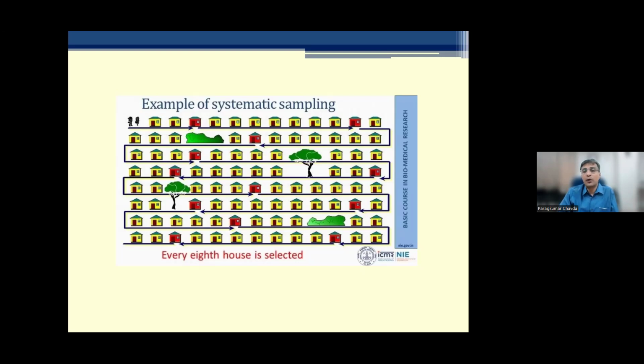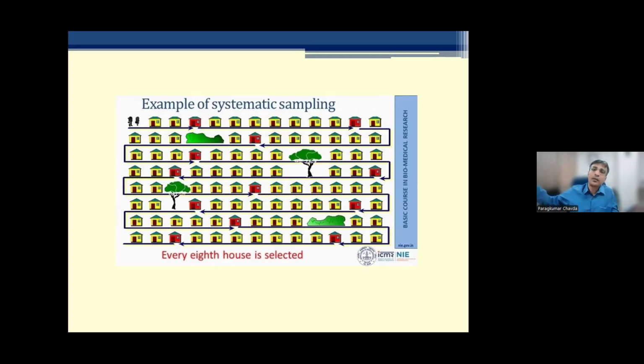Now, how does the random word come in here? I ask the computer to give me a random number between 1 and 10. Suppose the computer gives me the number 6. So my first patient to be recruited in the study would be patient number 6. And then I'll keep on adding 10. So serial number 6, serial number 16, serial number 26, serial number 36, all of them would end up becoming part of my study sample. Through this, if this is not completely simple random, this is a little more systematic.